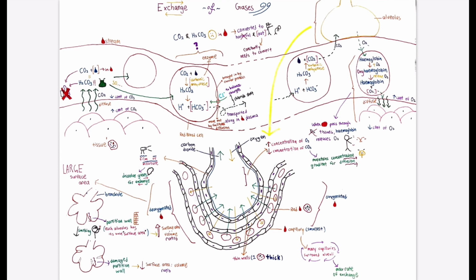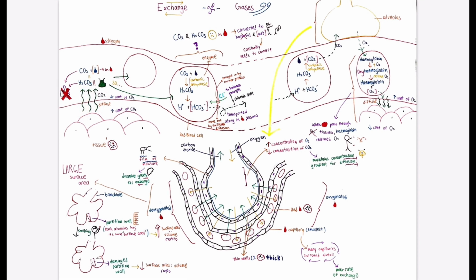Cells use oxygen for respiration, releasing carbon dioxide as a result. You can check out my mind map on respiration if you want to find out more on this. Carbon dioxide produced is a toxic waste product that has to be removed from our blood and tissues. Firstly, carbon dioxide diffuses down its concentration gradient from the tissue into blood.